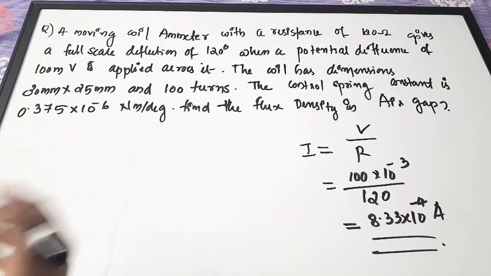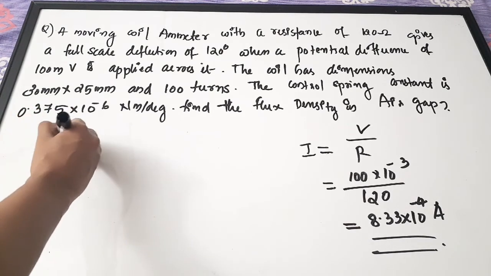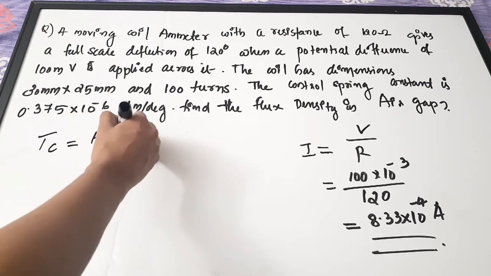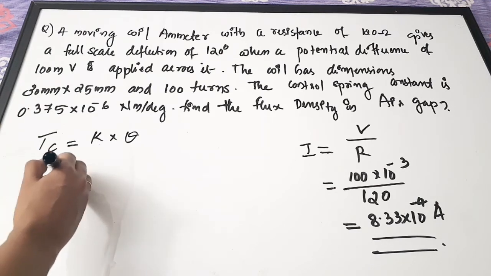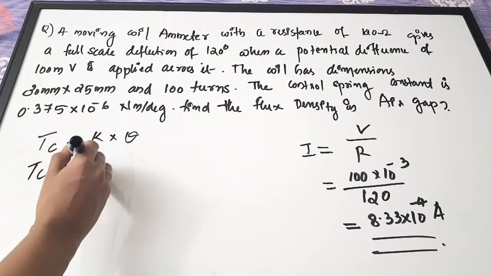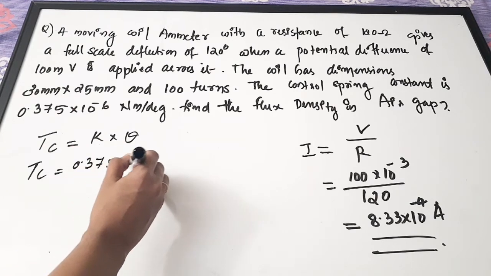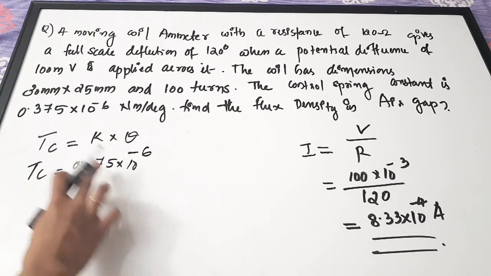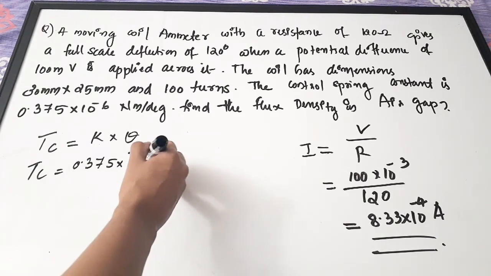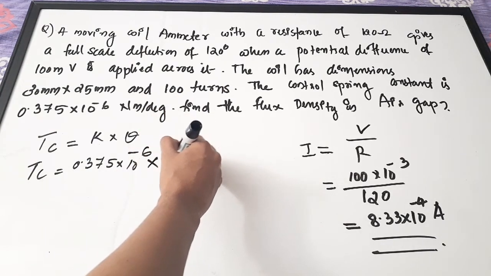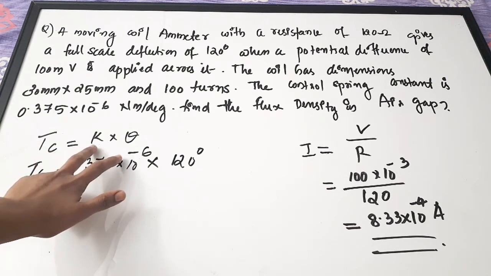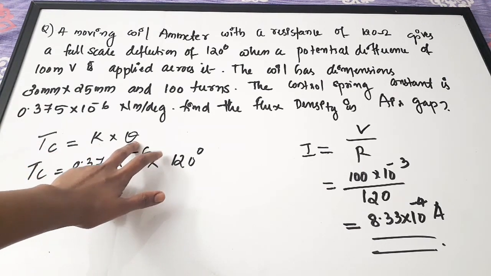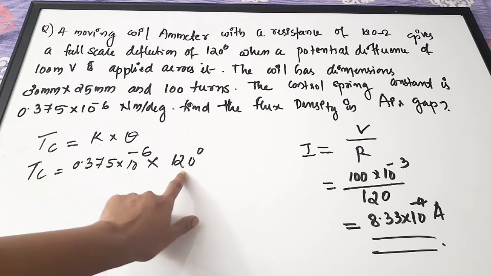First I need to find the other value, which is the controlling torque. TC is equal to K into theta. This is the controlling torque equation. So what will be TC? K is given here, 0.375 into 10 raised to minus 6. This is the K value, which is the spring constant, into theta. What is theta? Theta is the deflection of your coil. So the controlling torque TC is equal to spring constant into the deflection angle. So it is 120 degree.